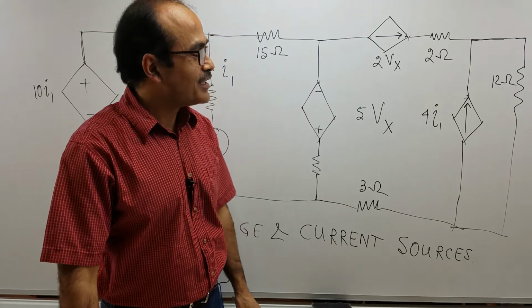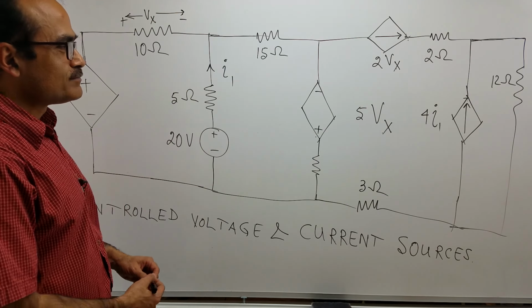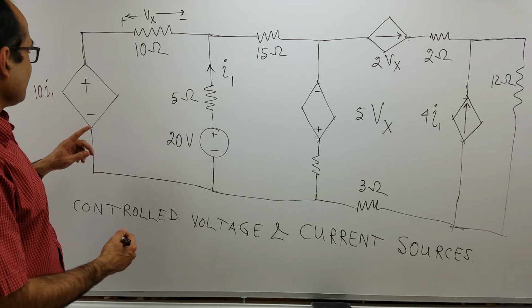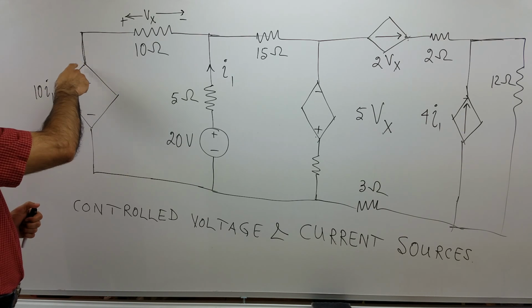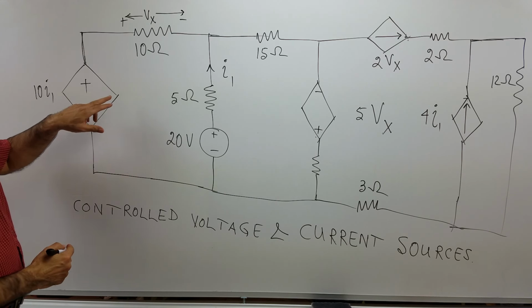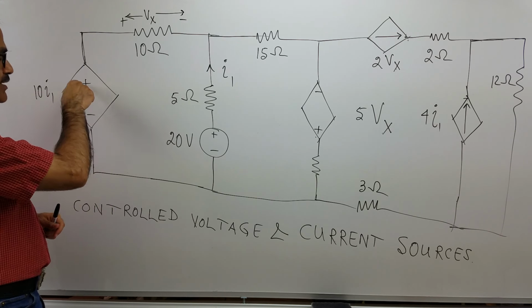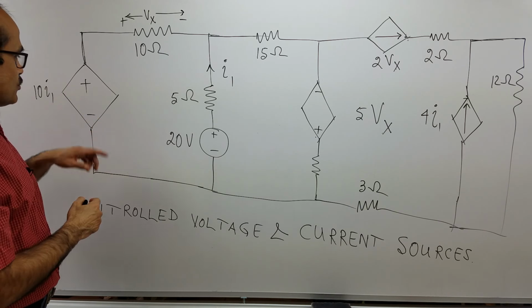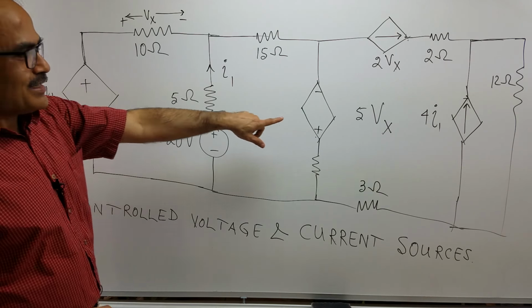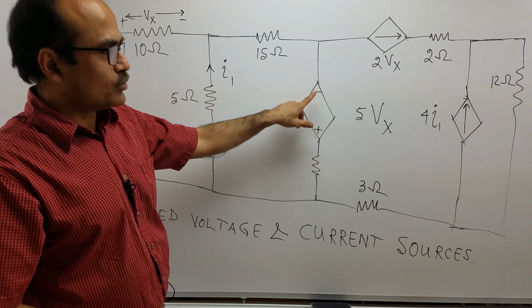In this session, I will introduce the symbols of controlled voltage and current sources. If it is a controlled source, it is diamond shaped. If it is a controlled voltage source, then it is a diamond shape with plus and minus signs. So, this is a controlled voltage source, this is also a controlled voltage source.